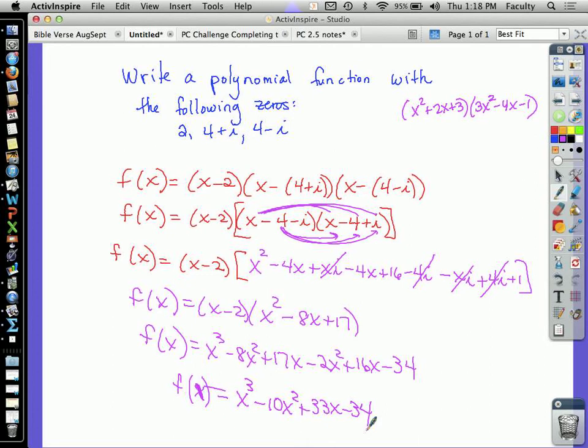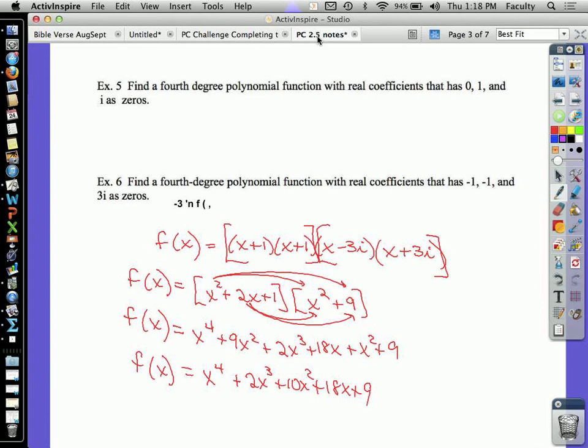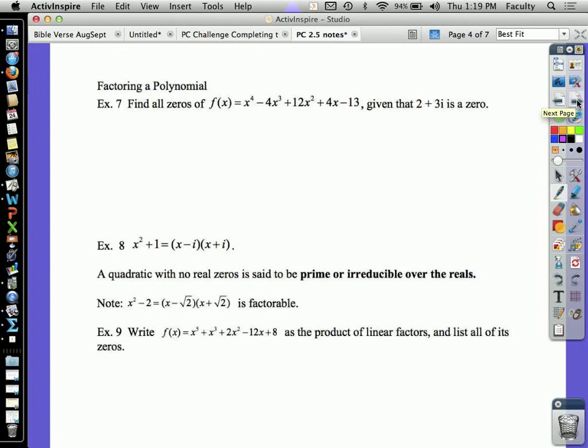Alright, then let's go back to the notes. And we are up to example 7. It says factoring a polynomial. It says find all zeros of f of x given that 2 plus 3i is a 0. Well, what do we know is also a 0 then? 2 minus 3i, okay? Because complex zeros always come in conjugate pairs. So we also know 2 minus 3i is a 0. All right, now, we're asked to find all the zeros. All right, well, let's think a minute here.